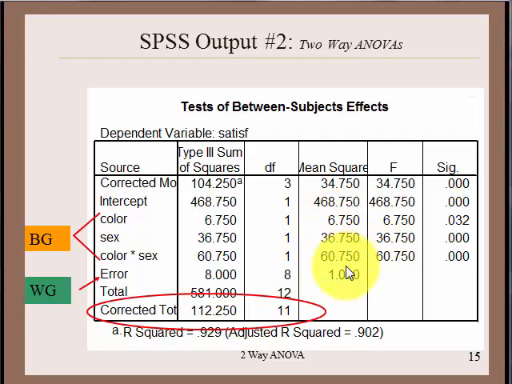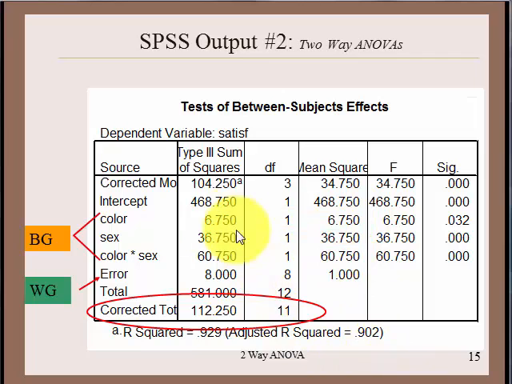And then you might say, well, where did these mean squares come from? Well, just like on the one-way ANOVA, we take the sum of squares divided by the degrees of freedom and we get the mean squares. So if we look here for color, I have the 6.750 divided by 1 that gives me the 6.750. Or if I was looking at sex, how did I get the mean squares there? I take the 36.750 divided by 1, and I get the 36.750.